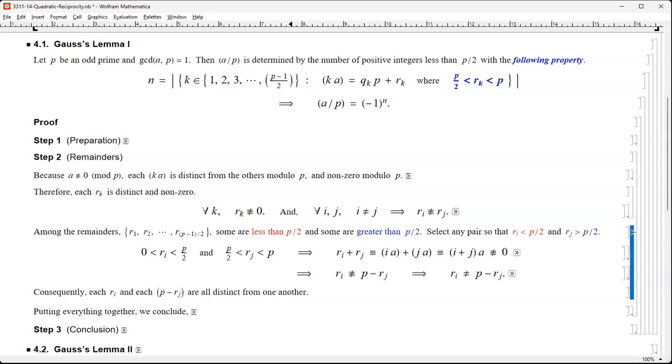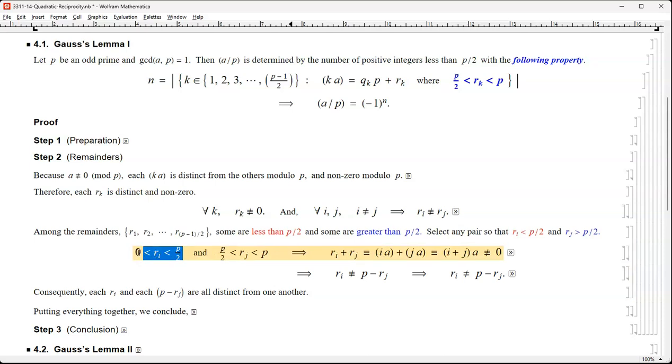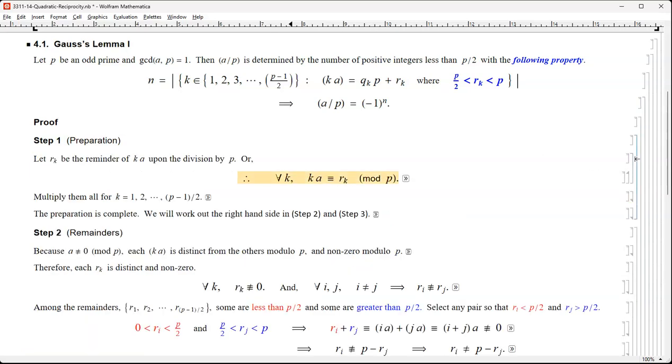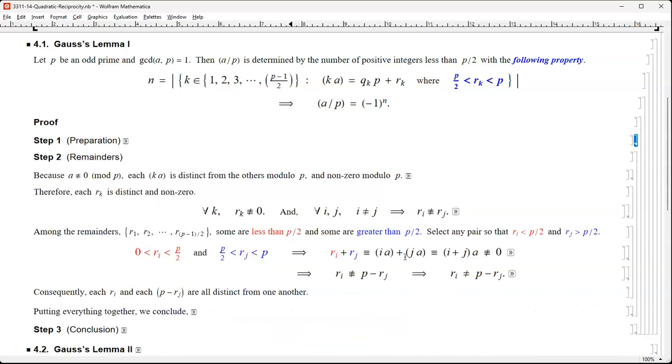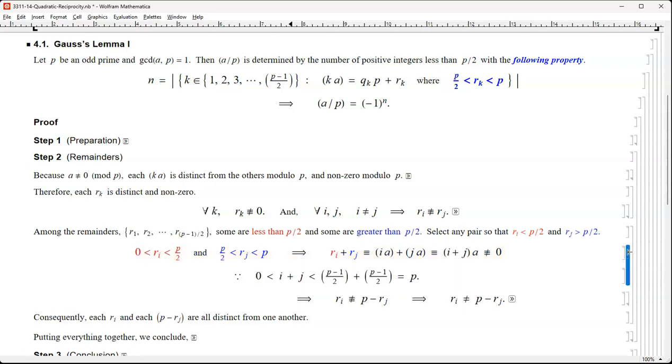Now among those, let's do this computation as well. R_i is less than p over 2. R_j is greater than p over 2, right? And then we just add them up. And how does that help? That's congruent to ia plus ja, by the definition. They're congruent for i and also j. And then we have (i plus j) times a. And that's non-zero. Why? Because i plus j is going to be non-zero, you see?